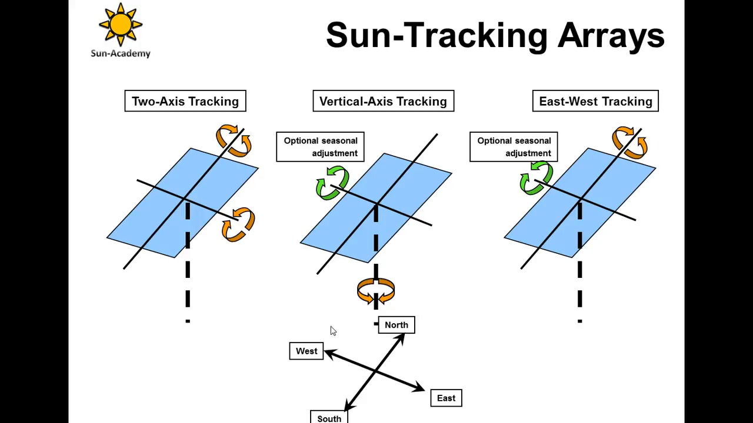Finally, sun tracking arrays improve the capability of the system to collect solar energy. You can either have a two-axis tracking system which can rotate the collector either way and collect the maximum amount of solar energy. You can have a system that tracks only one way, which will be optimal for seasonal adjustments, or another one which does east-west tracking.